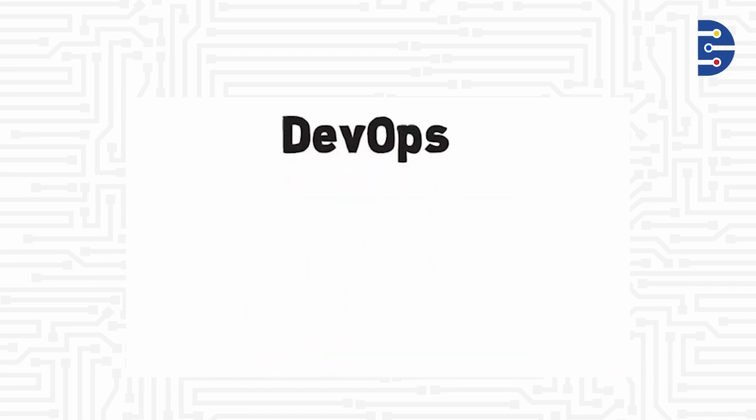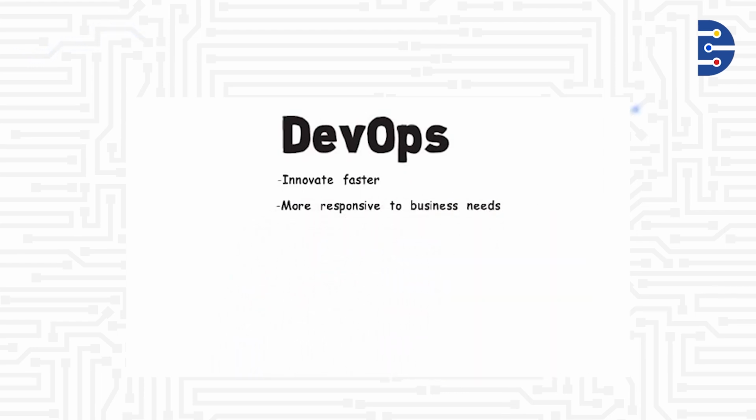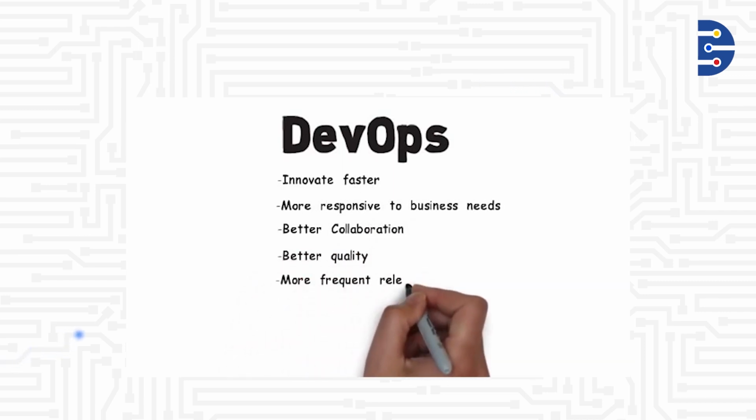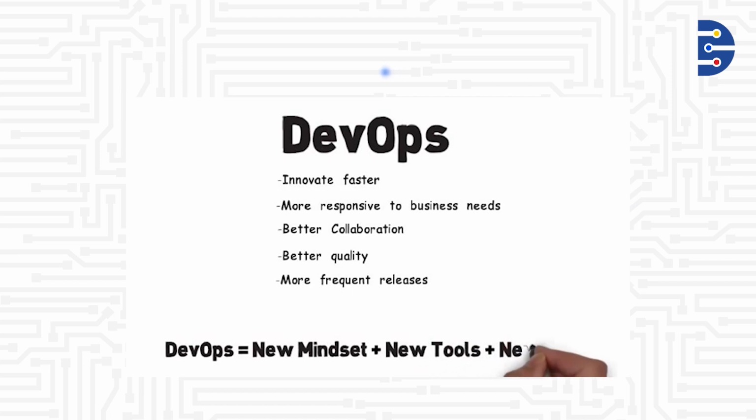DevOps is a new philosophy that can help software organizations innovate faster and be more responsive to business needs. It promotes collaboration between developers and operations, which improves quality of software development and more frequent software releases. Adopting the DevOps philosophy requires a new mindset, new tools, and new skills.